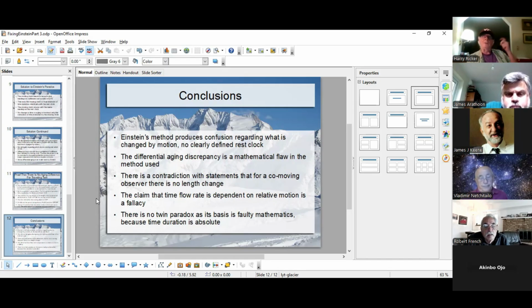Okay, then we have the contradiction with statements that for a co-moving observer, there is no change. Okay, so now we have a couple of problems here. When he was talking about length, he said that an observer moving with the rod in motion doesn't observe that the rod is contracted. And so then I'm thinking to myself, well, why isn't that true for a clock? So an observer who's moving with the clock in the moving frame doesn't observe that his clock is different. No, he doesn't. Right, because his theory's screwed up. So, what is he talking about?